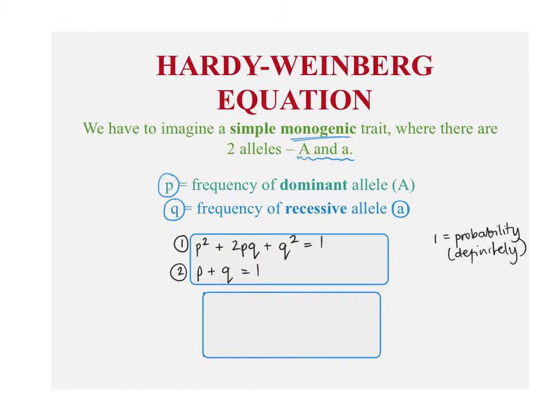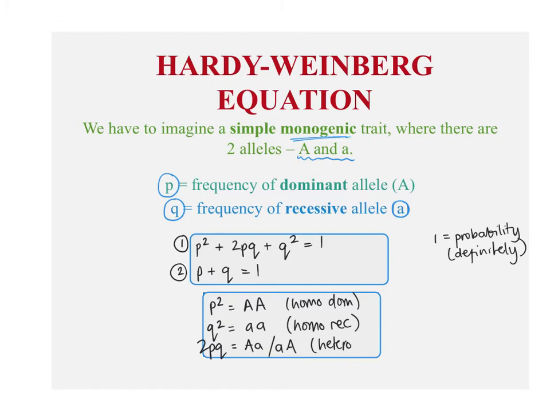Okay, so what we can see here is that if P is A, P squared is 2 A's. So it's our homozygous dominant genotype. Q squared is therefore our homozygous recessive genotype. And finally, 2PQ is either big A, little a, or little a, big A. And those are our heterozygous genotype.